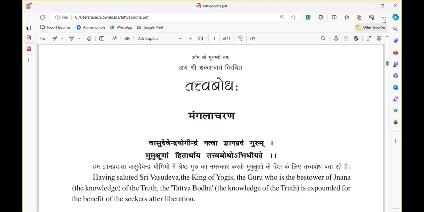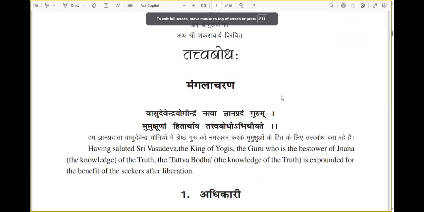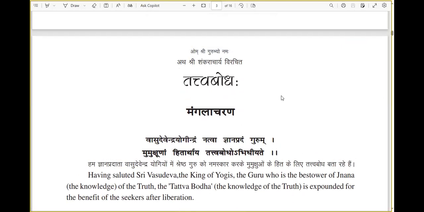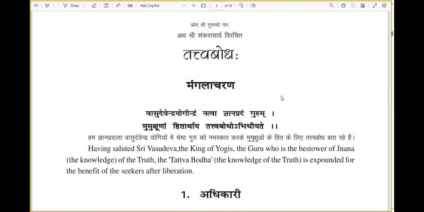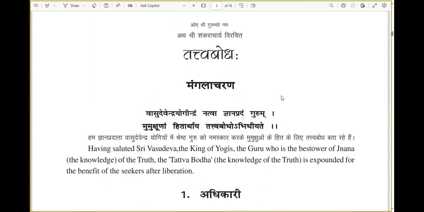So this is the Mangalacharan Sloka. Om Vasudevendra Yogindram Natva Jnanapradam Gurum Mumukshunam Hitarthaya Tattvabodha Abhidhiyate. Having saluted Sri Vasudeva, the king of yogis, Paramatman, who is a guru, who is the bestower of jnana, who gives the knowledge of truth, this Tattva Bodha, which means the knowledge of truth, is expounded for the benefit of the seekers of liberation.